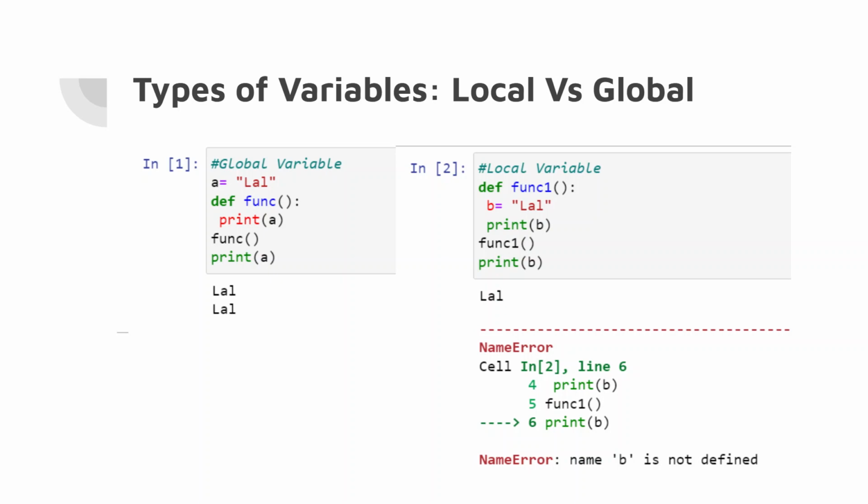But if I assign this value inside the function, then it will give you an error for the outer print. Why? Because this is assigned inside the function. So inside the function you can call it, you can print it, but outside the function it will not work because it's a local variable. We assigned a value inside the function. So that's why we call it global variable, and here we call it local variable. So that's the simple difference between local variable and global variable.